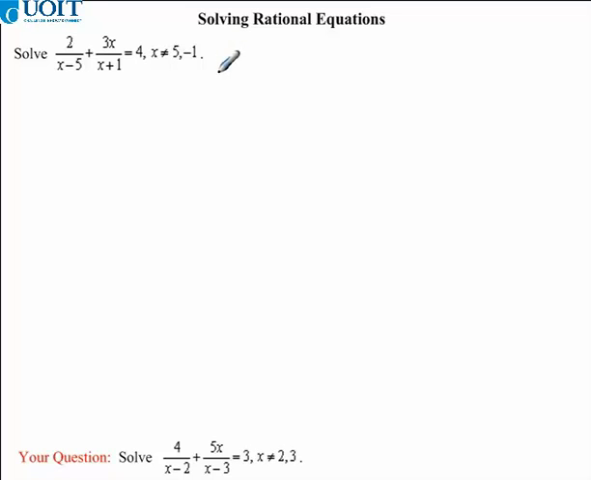We are asked to solve the following equation: 2 divided by x minus 5 plus 3x divided by x plus 1 equals 4, where x does not equal 5 or negative 1. This restriction on our x variable is just to ensure that our denominator is not equal to 0.